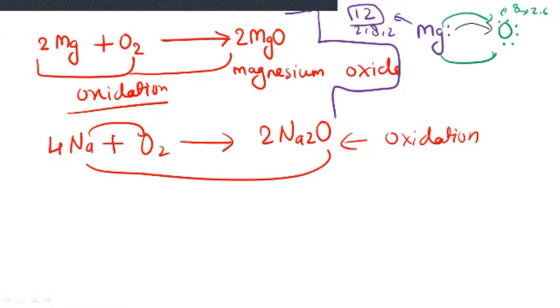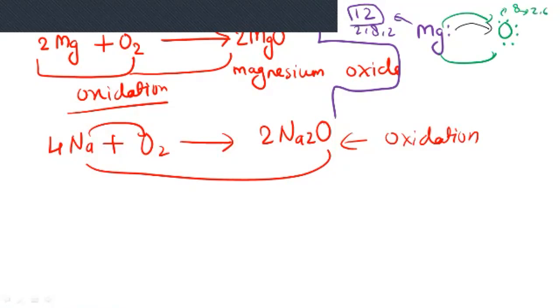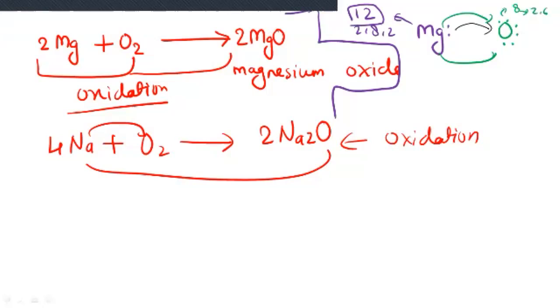So what is happening here? Oxygen is added with the magnesium, but what is happening in terms of electrons? Can anyone guess? Whoever guesses it, I will give a chocolate. It's a chocolate question. What is happening with the magnesium? How will you define that? Addition of electrons? Anyone else? Magnesium becomes octet?